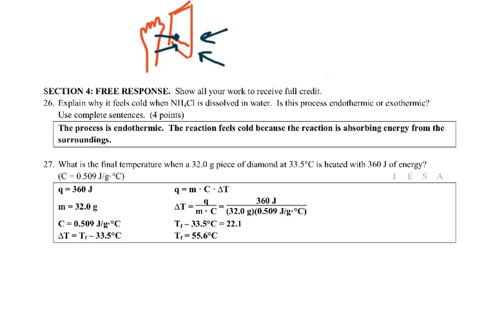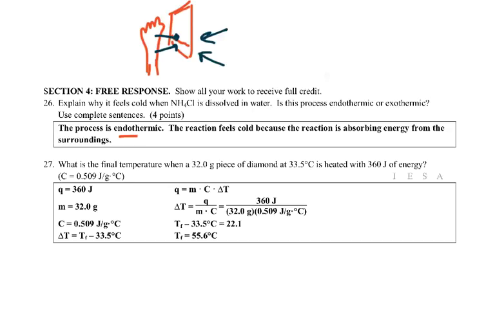So the chemicals in the baggie are gaining energy. And since they're gaining energy, that is endothermic. So the reaction feels cold because the reaction is absorbing energy from the surroundings. In this case, your hand is part of the surroundings.